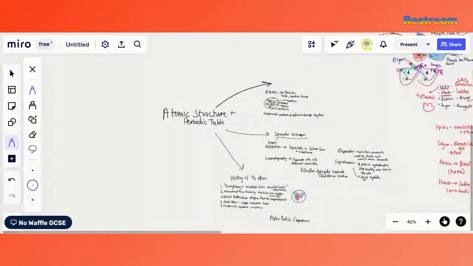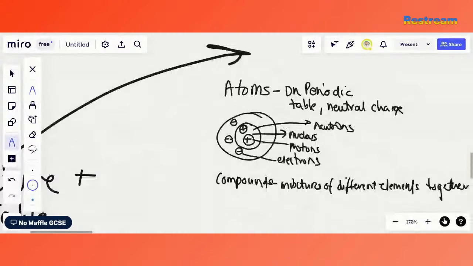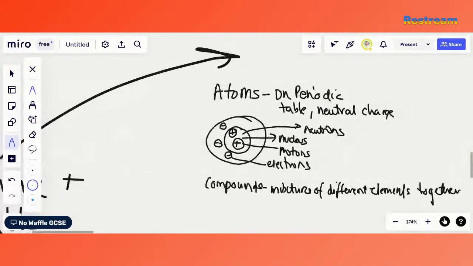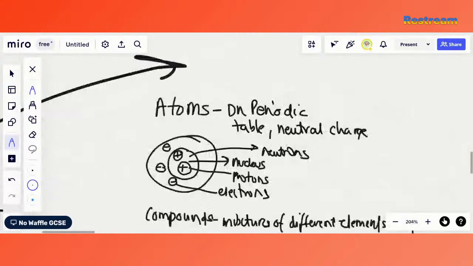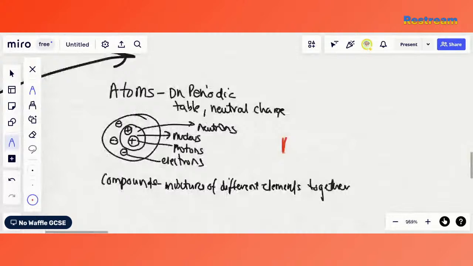The first thing we need to look at is atoms, elements, and compounds. So, atoms have a radius of 0.1 nanometers. I already missed that in my notes, so I'm going to write all my improvements in red. So, atoms have a radius of 0.1 nanometers.